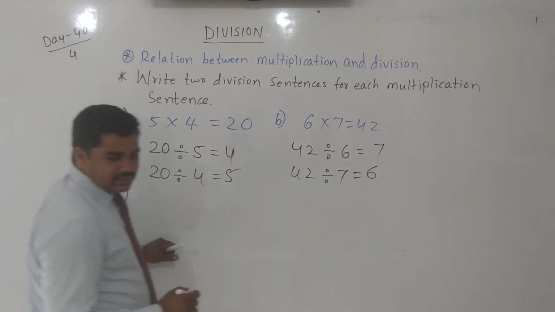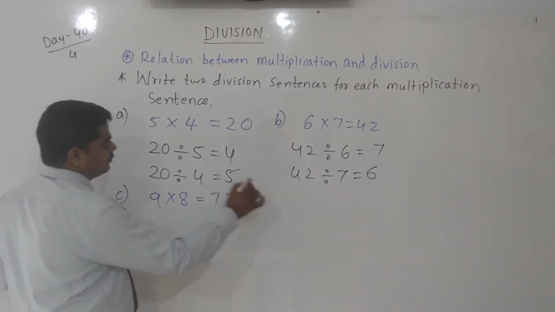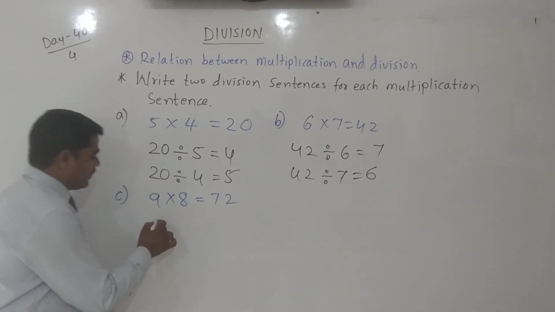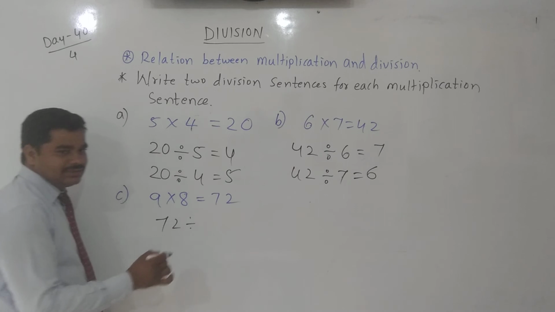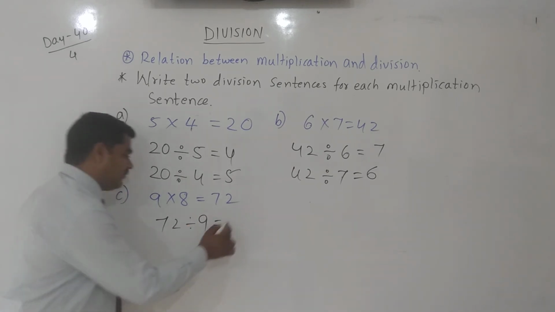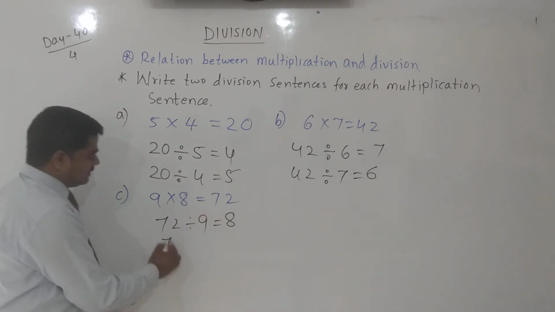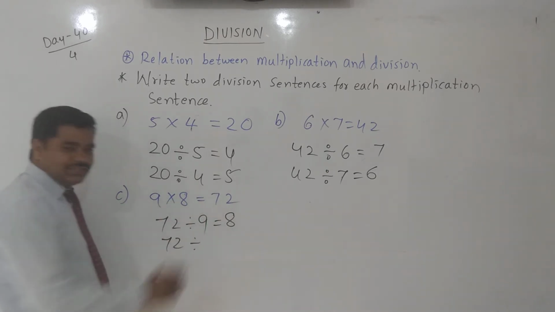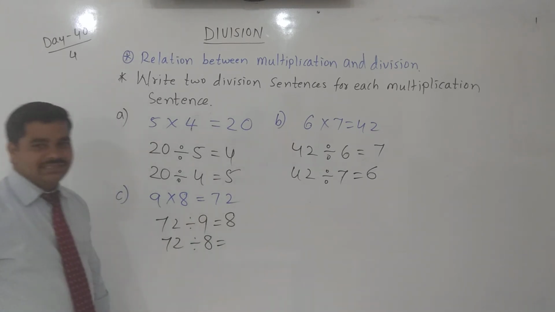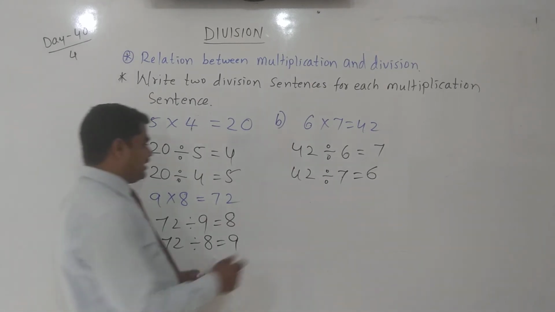Yes, 9 eights are 72. What are the numbers? Yes, 72 is the dividend, 9 is the divisor. What is the quotient? Very good, 8 is the quotient. Then you can change the divisor: 72 by 8. It gives us the quotient, very good, 9. Same like this.